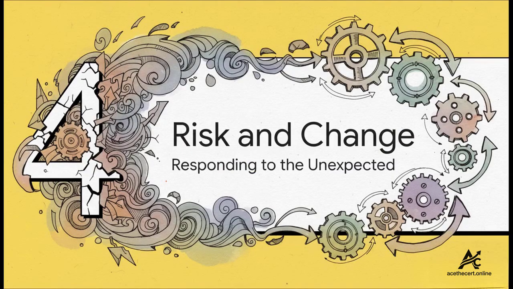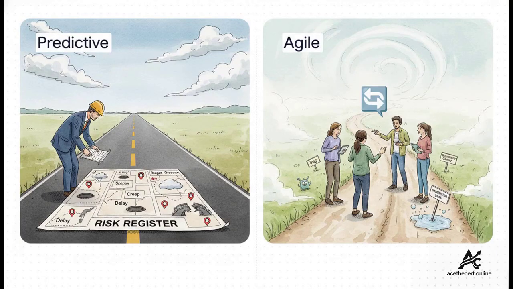All right, let's tackle 2 of the most heavily tested areas in the process domain, risk and change. How you deal with these really depends entirely on the methodology you're using. So, in a predictive project, you spend a ton of time up front trying to identify every possible thing that could go wrong, and you document it in a formal risk register. But in Agile, risk management is more of a continuous conversation. Risks are brought up and dealt with as they emerge, often in daily stand-ups and retrospectives. It's all about adapting as you go, instead of trying to predict everything from the start.